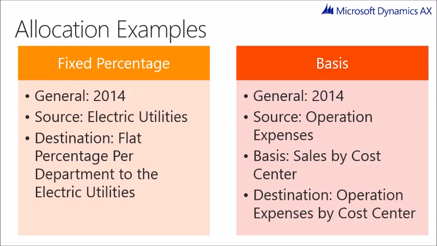Because the amount of sales varies from month to month, for each cost center, a fixed amount or percentage will not work. Instead, you must create a basis that defines the source for the percentage as a range of the sales accounts. The source on the rule is linked to the appropriate operating expense account, and the destination is the same account with different cost centers. Let's open AX and take a look at how to set up allocation rules.